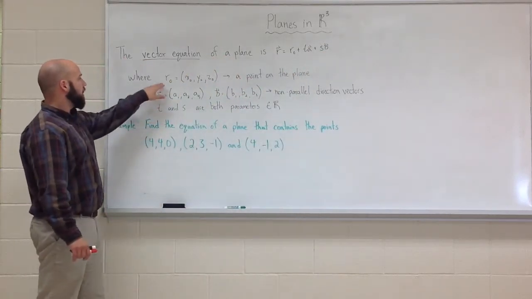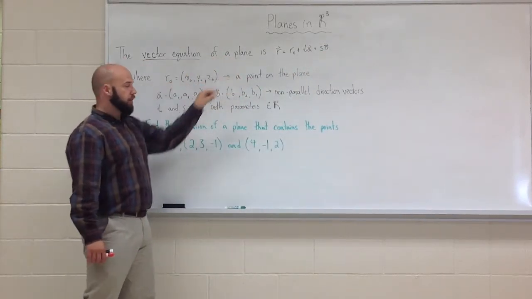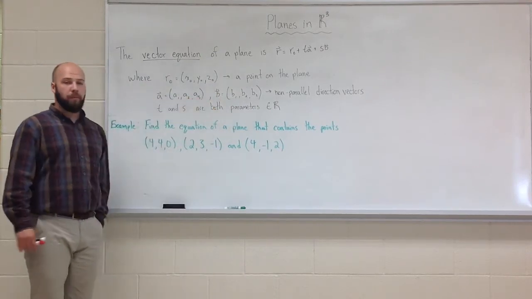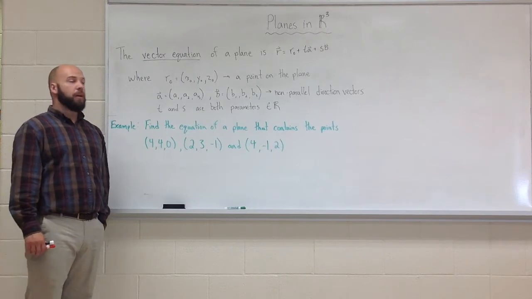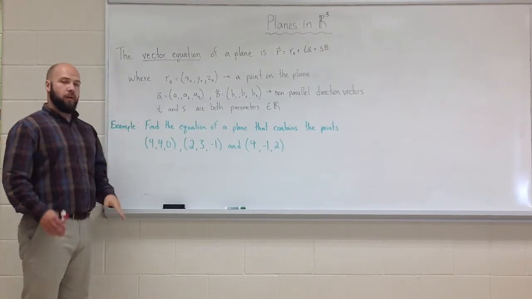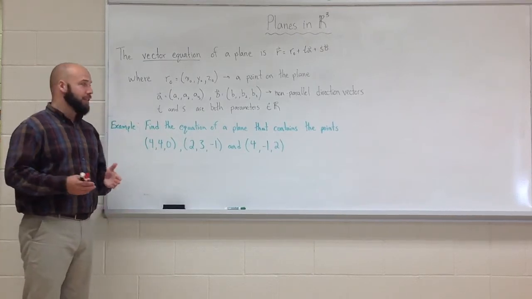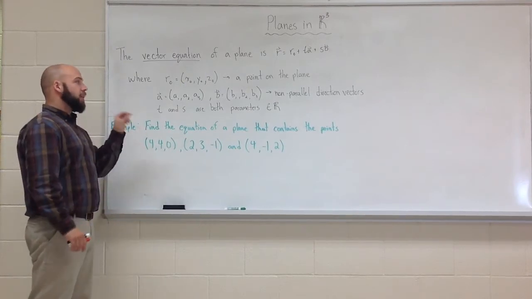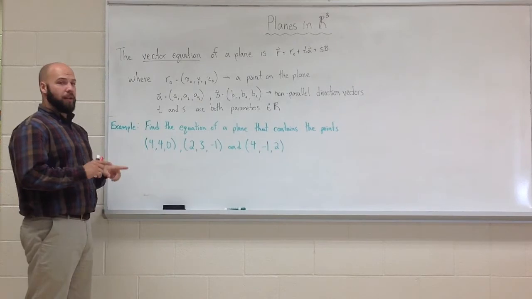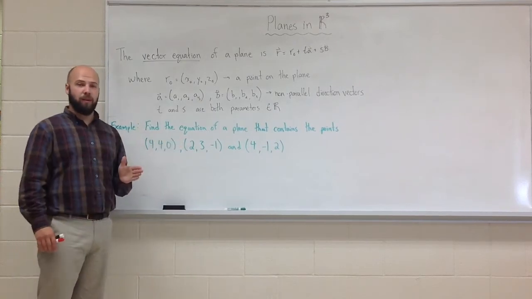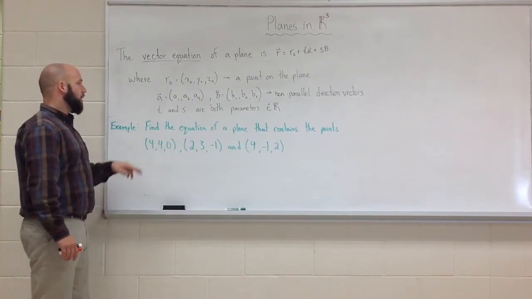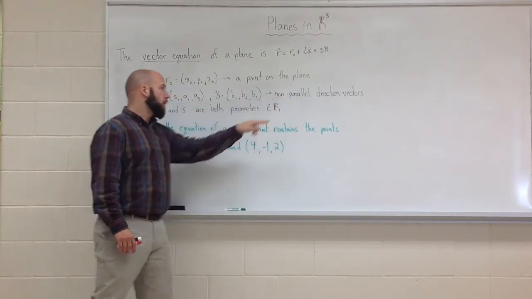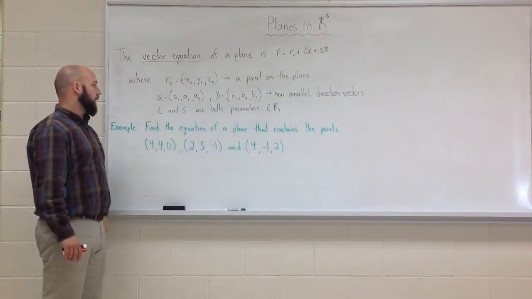What this means is r naught is any point on the plane. A and b are 2 non-parallel direction vectors. To determine where the plane is in 3 space, you need 2 vectors for that direction. They need to be non-parallel. If they're parallel, then it only determines one side of that plane, and that isn't good enough. So if we have 2 non-parallel direction vectors, then we can determine the equation of a plane.